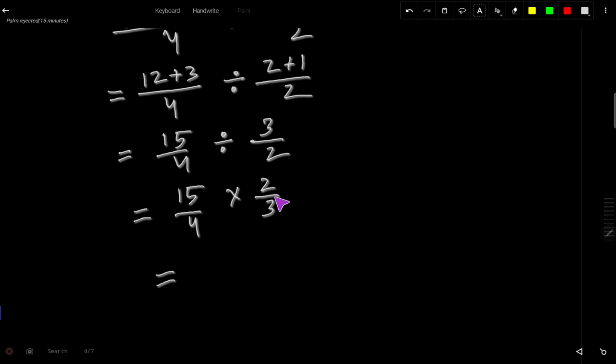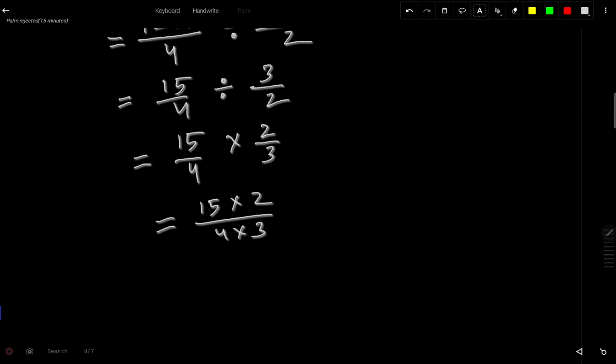To multiply these two fractions, you have to multiply top to top and bottom to bottom. That is, multiply numerator by numerator, then denominator by denominator, right? So look, we have to reduce. The common factor of 2 and 4 is 2. If you divide this 2 by 2, you will get 1. And if you divide this 4 by 2, you will get 2. So you are getting 15 times 1 over 2 times 3.